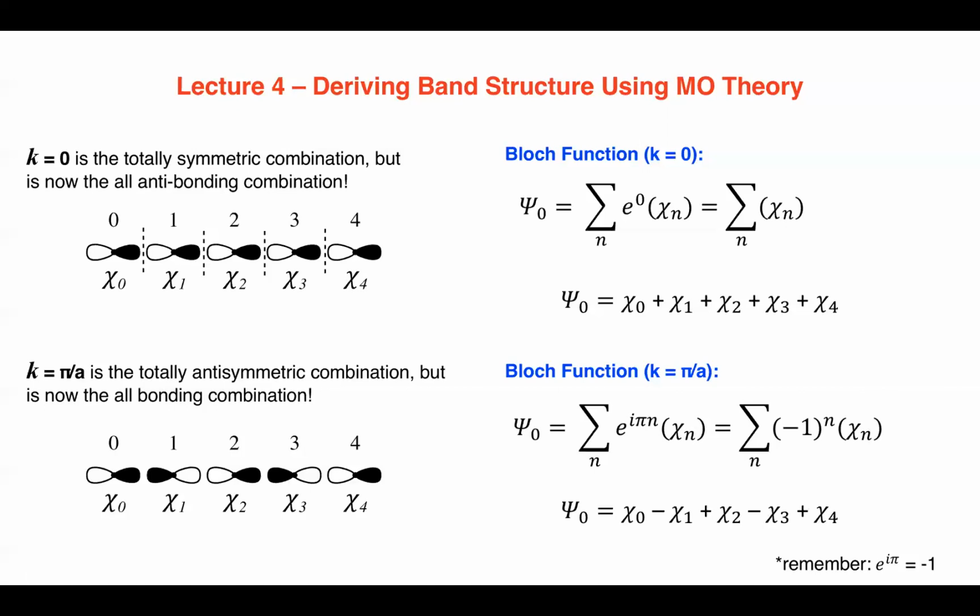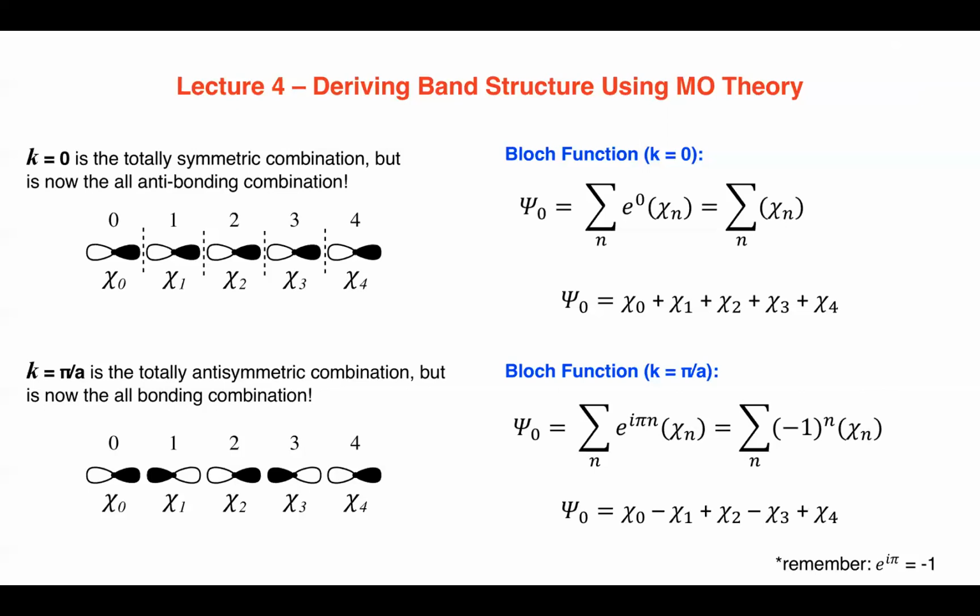And those p orbitals then form bonding interactions in the k equals pi over a case and anti-bonding interactions in the k equals 0 case. So, yes, Salvador is asking, why are you depicting the p orbitals horizontally instead of vertically? And this is a good question. You also can depict them vertically if you want. Right now, we're only considering the orbital direction that points along the chain. So we're just looking at the sigma bonding interactions.